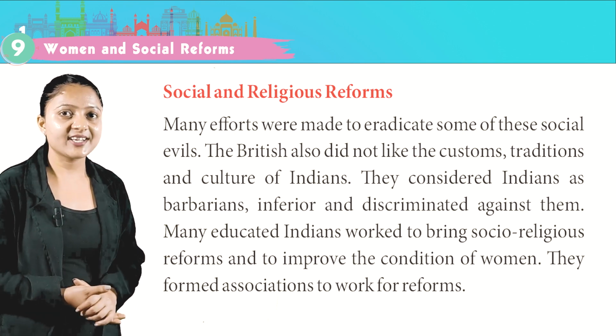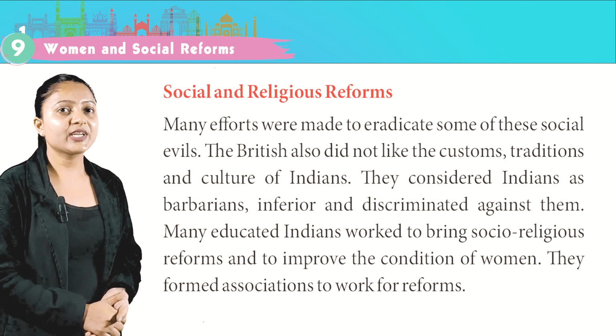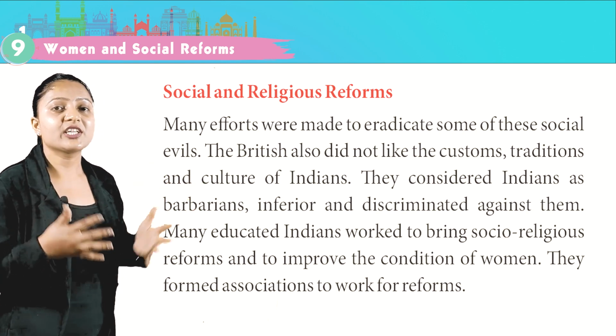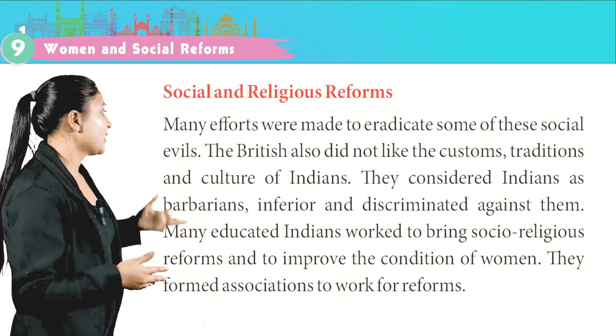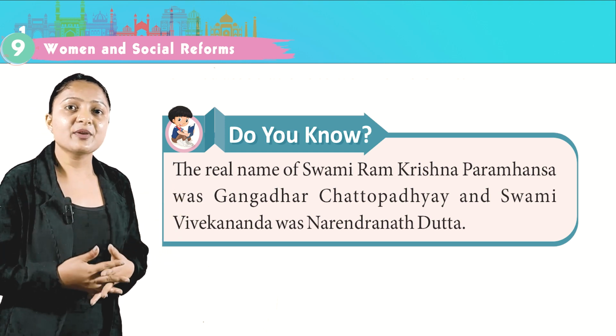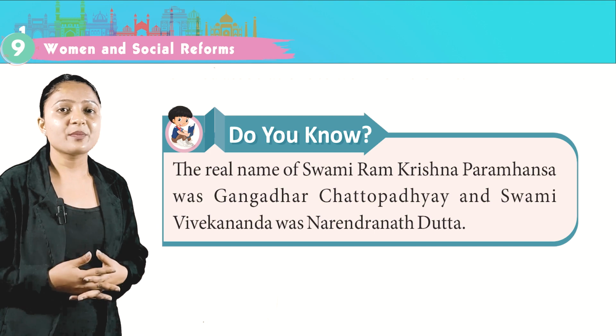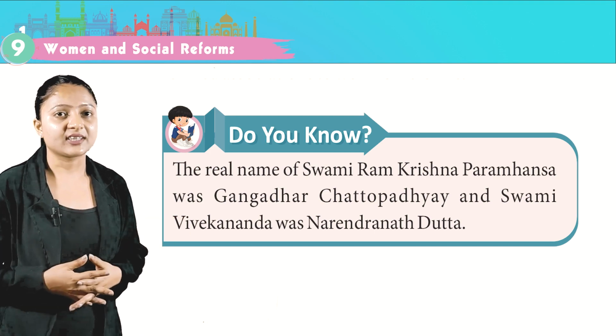Many educated Indians worked to bring socio-religious reforms and to improve the condition of women. They formed associations to work for reforms. Do you know the real name of Swami Ramakrishna Paramhans was Gangadhar Chattopadhyay and Swami Vivekanand was Narendranath Datta.